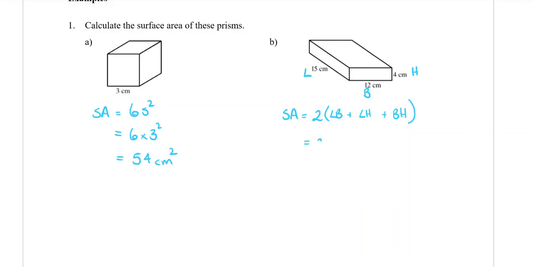So subbing that in, 2 bracket, L times B will be 15 times 12. Then plus, L times H will be 15 times 4. And then plus, base times height will be the 12 times 4. Put that all in your calculator, and you will get 576 centimeters squared.